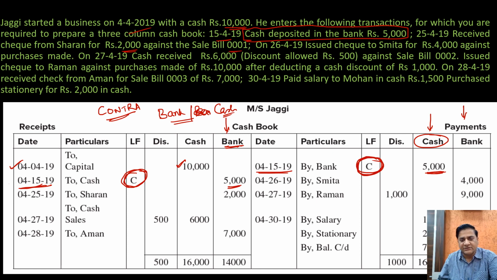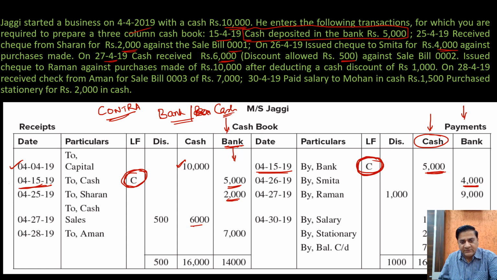On 25th April, received check from Saharan 2,000 against the sale bill of 001. Received check, record that under the bank column, 2,000 rupees. On 26th 4, issued a check. Issue means you have paid that, it goes down, record that on the credit side. On 27th April, cash received 6,000, discount allowed 500. Received, when you receive, record that on the debit side.